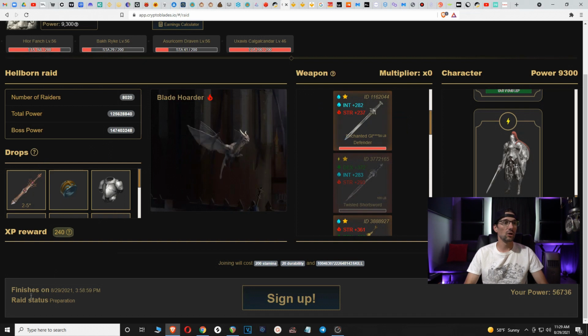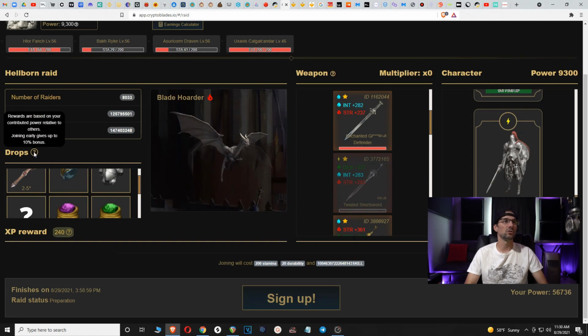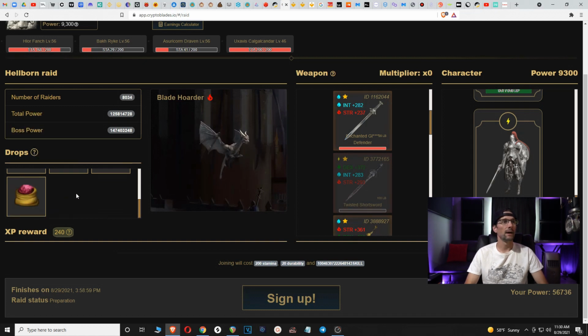All right. So let's look over here. The status of this raid, you can see, is still in preparation phase. So right now there's 8,020 people. It's still in preparation, so more people will continue to join. This boss power is this high, and total power is this high from all the people that have joined. We want to get that up higher. There's still quite a bit of time, so it should get there. I joined when this was in the hundreds, so that increases my odds to get those rare drops, which is what I want. These are your drops here, and if you look here, joining early gives up to a 10% bonus. So that's that early joining benefit.